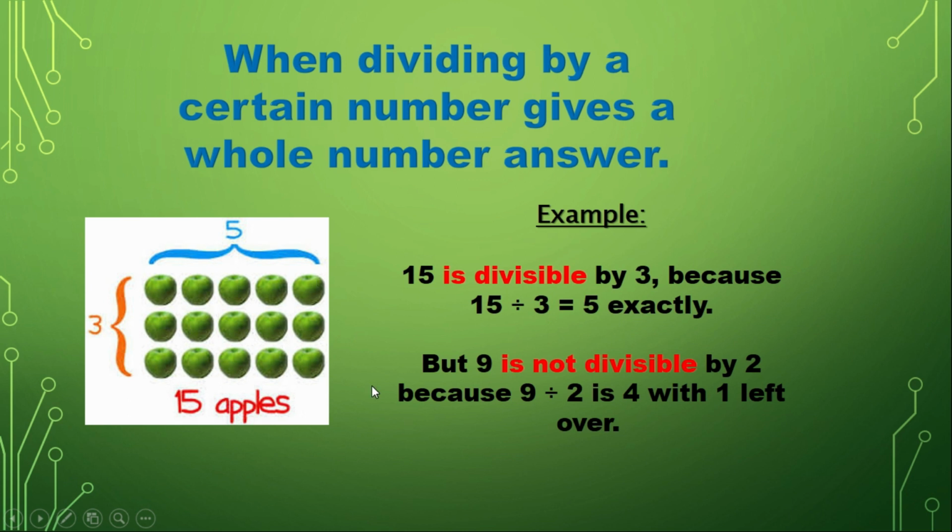But in this case 9 is not divisible by 2, because if we divide 9 by 2, the answer will be 4 but with 1 left over. That means 9 is not divisible by 2, but yes, 15 is divisible by 3. These are small numbers, so we can easily find out by carrying out the division orally. But when we think about larger numbers, we must remember these rules.